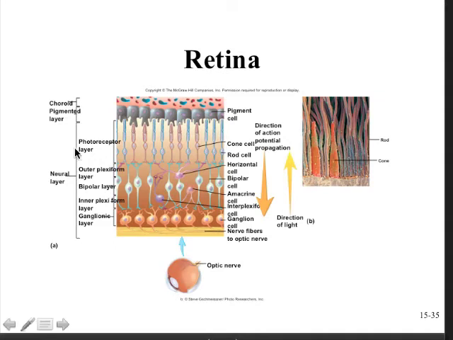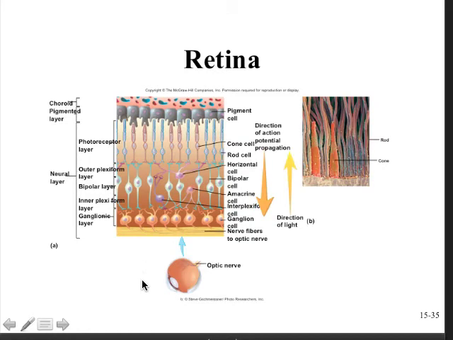And so what you're seeing here is essentially the back of the diagram is at the top of the page, and the front of the diagram here is at the bottom of the page. So light comes into the retina in this direction. You can see here where it says direction of light.